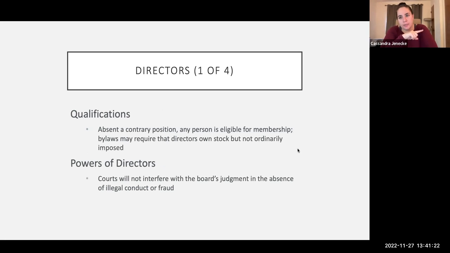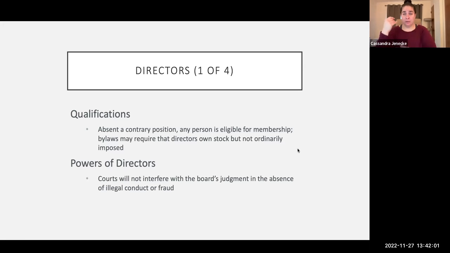So I talked a little bit about directors earlier, but directors are the powers that be, so to speak, right? So your board of directors are individuals who will amend bylaws, who oftentimes will hire your officers for a corporation. They're the ones who are kind of moving the corporation through the trials and tribulations, the long-range thinkers. So any person can be on a board of directors. Bylaws can require that the directors own stock, but that's not ordinarily an imposed decision.